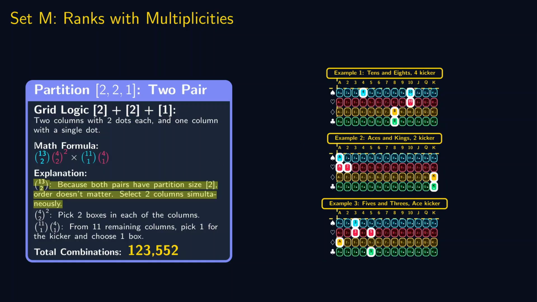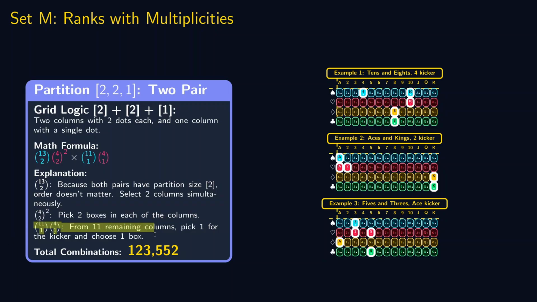Then within each of those 2 columns we choose 2 boxes from the 4 available. That is 4 choose 2, which equals 6, applied to each column. Because both columns are chosen at the same time and treated identically, we raise this to the power of 2. 6 squared equals 36. So the combined contribution from the 2 pair columns is 78 multiplied by 36, which equals 2,808. Now for the kicker column.